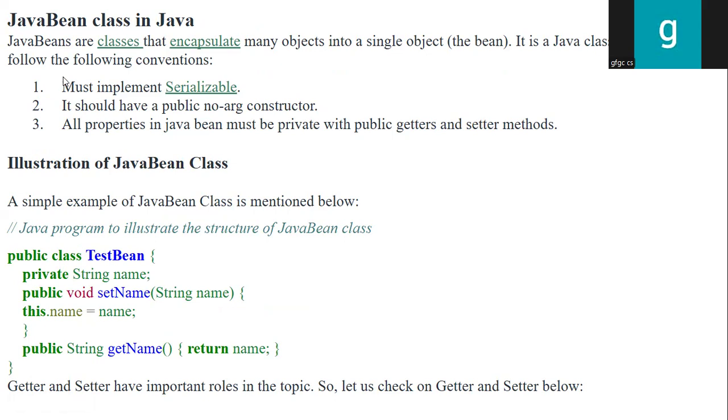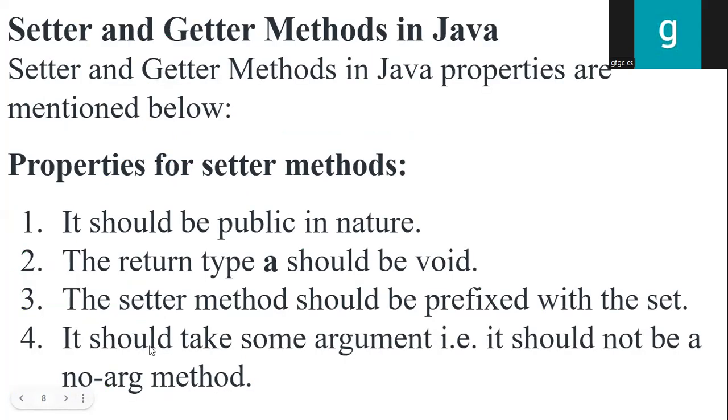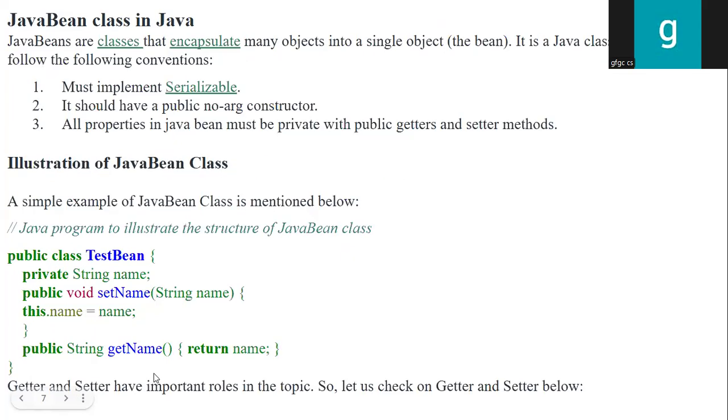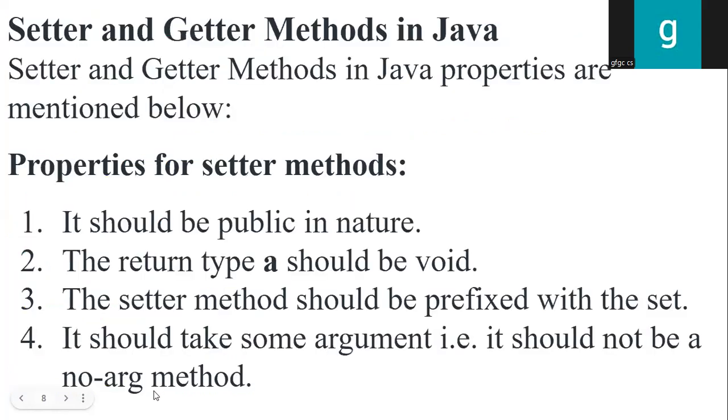Illustration of Java Bean classes. A simple example of a Java Bean class is mentioned below. This Java program illustrates the structure of a Java Bean class. Class TestBean. Here a private member is there, the setName method is there, and next is the getName method. Getters and setters have an important role in this topic, so let us check getters and setters below.